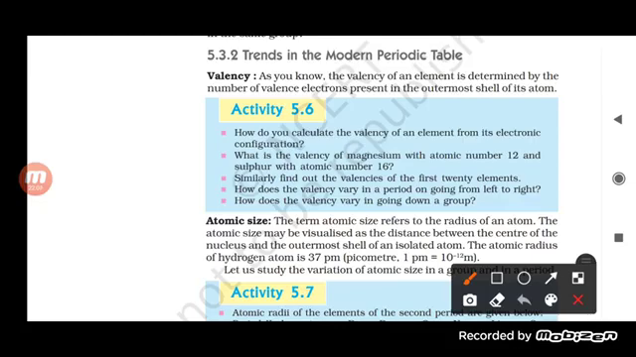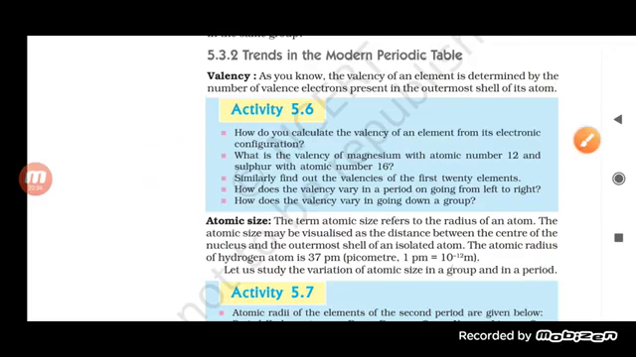Similarly, if the number of valence electrons is 7, it is more than 4, so we will use the formula 8 minus the number of valence electrons, and the number of valence electrons is 7, so the valency will be equal to 1 here. So we can say here that in such cases the valency will be determined with the help of the valence electrons.